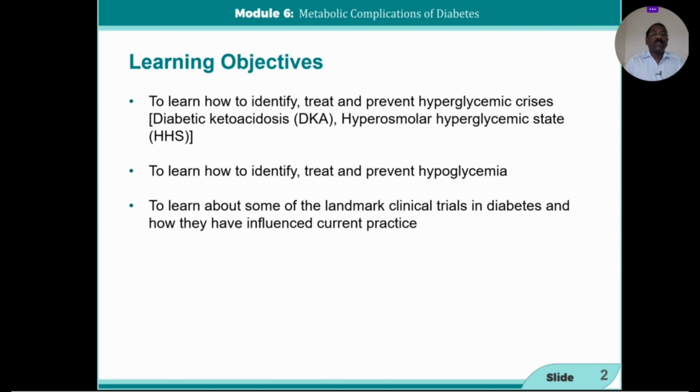So don't underestimate hypoglycemia in all diabetic individuals, especially those people who are on insulin therapy and those people who are on sulfonylurea therapy. And to learn about some of the landmark clinical trials in diabetes and how they have influenced the current practice.